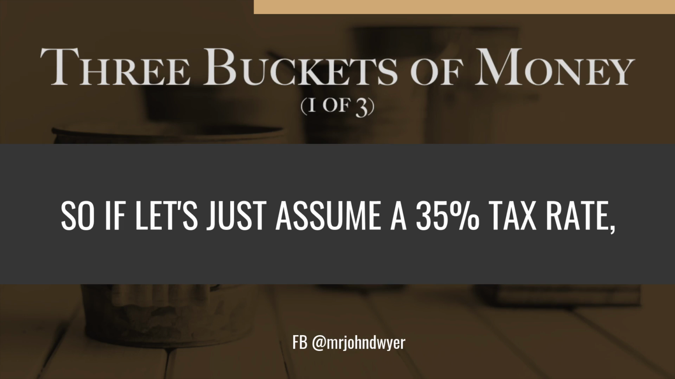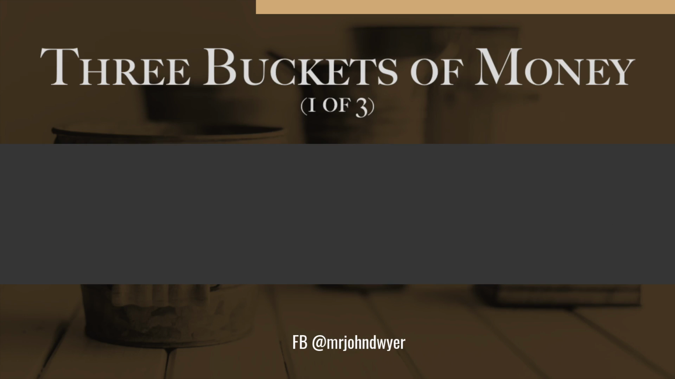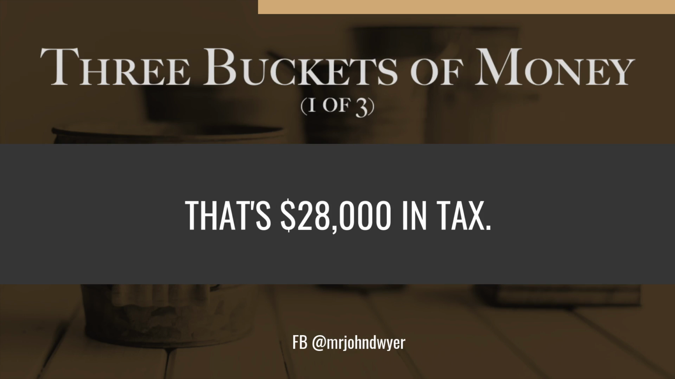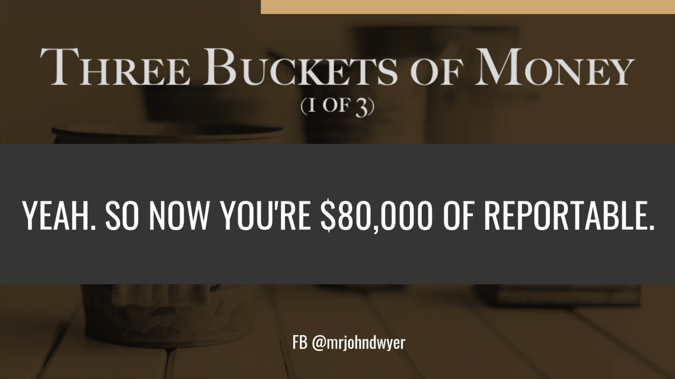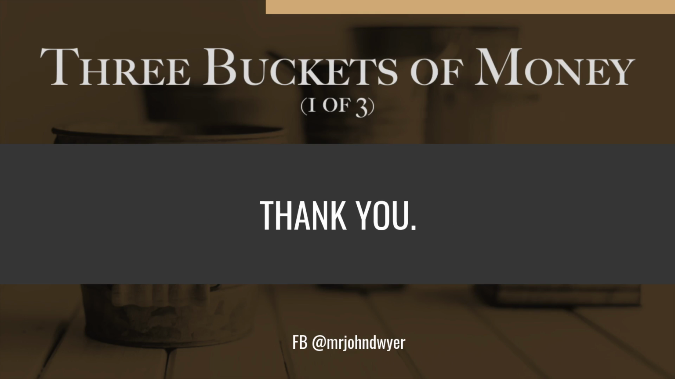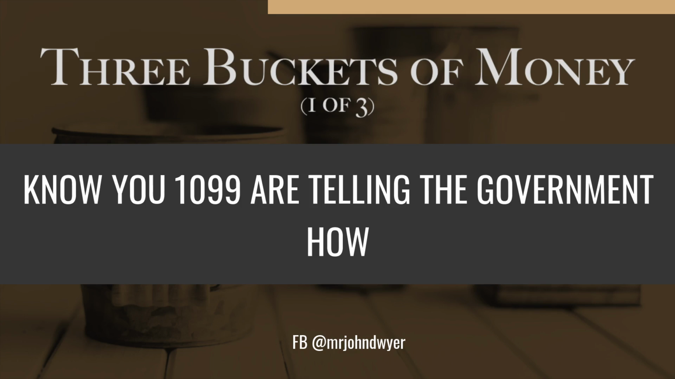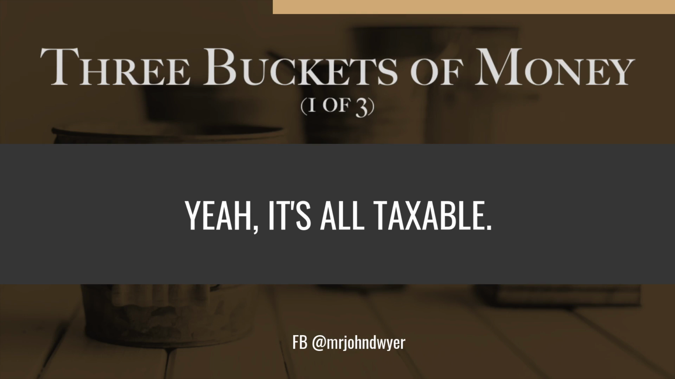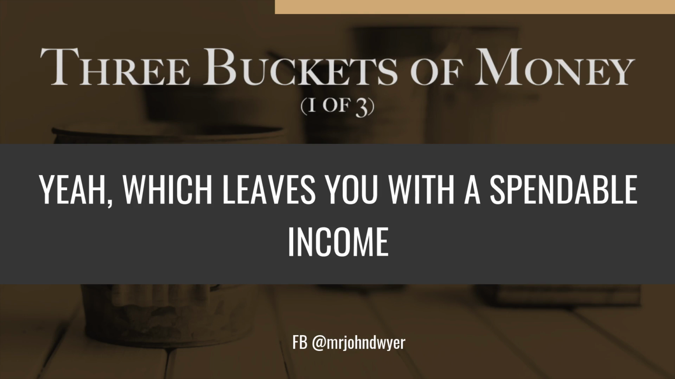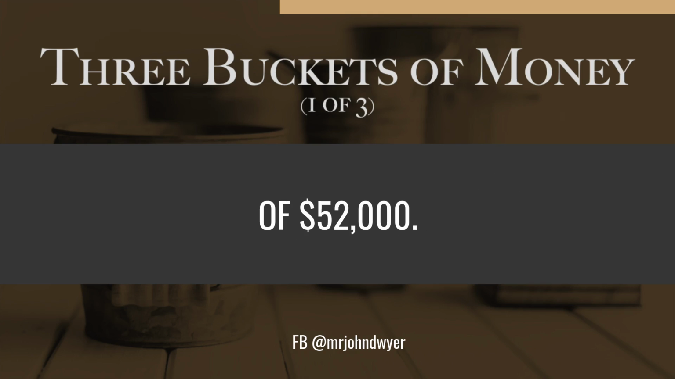So let's just assume a 35% tax rate. Well, that's $28,000 in tax. So now you're welcome, government. Here's your thank you note. You get a 1099-R telling the government how much you took out, and that it's all taxable. Which leaves you with a spendable income of $52,000.